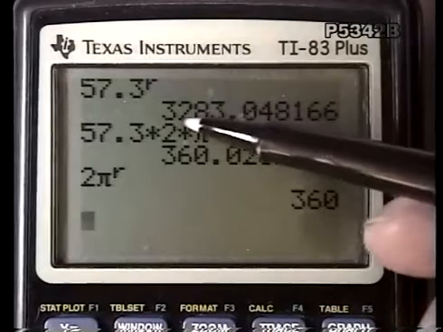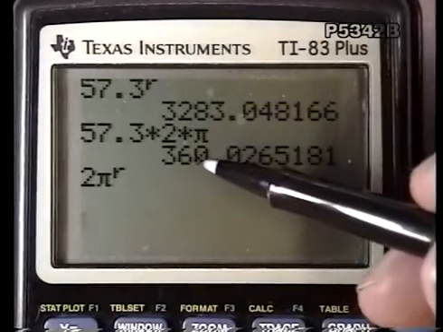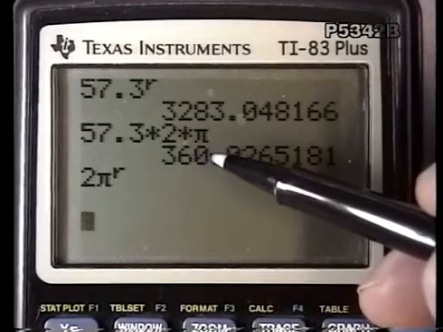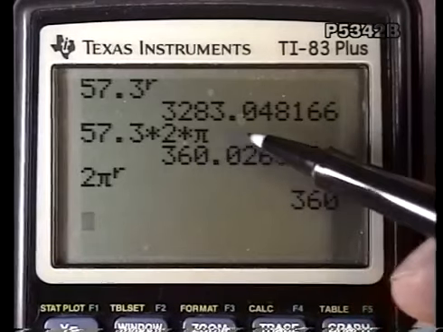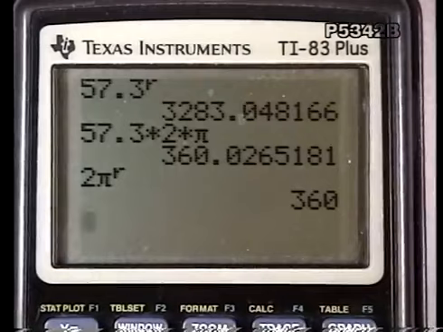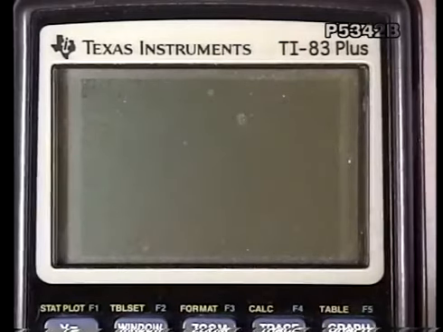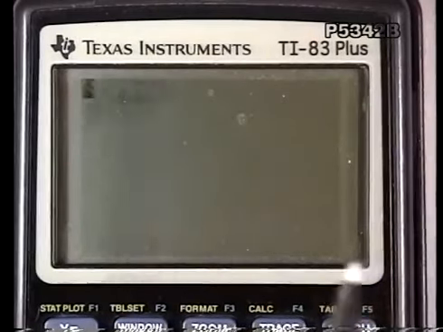So 57 is going to be 3280. I could have got the same number here by multiplying this by 360. I should have added another 360 in there. Let's try changing degrees to radians. That means we need to change our mode.